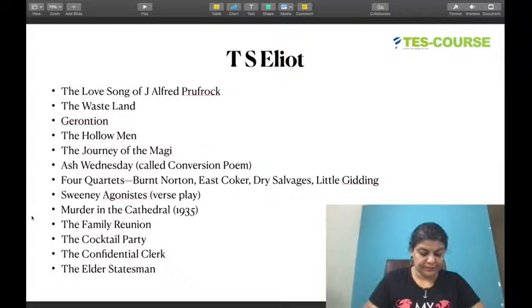The epigraph is in Greek and Latin. The epigraph of the poem The Waste Land is taken from Petronius's Satyricon. It is in Greek and Latin. Will you remember? Okay.